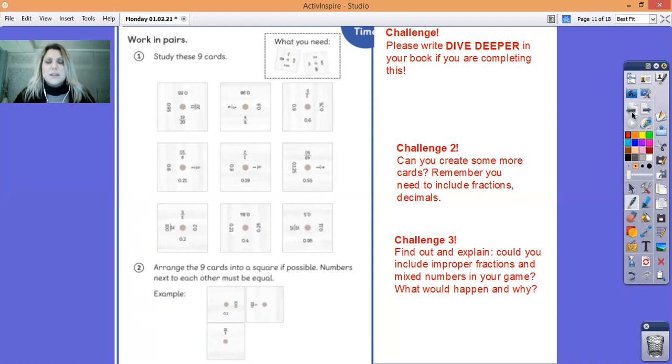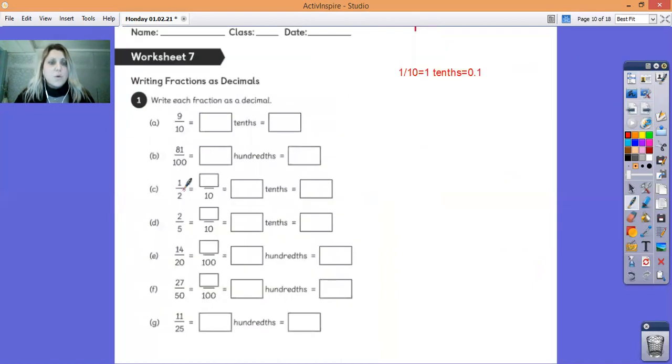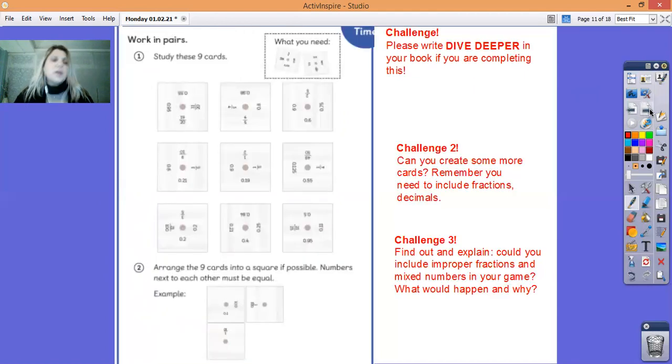Now, as I said, this is the guided practice. There's a bit of help there. This is the worksheet. There's a bit of help there. And this is your challenge. Now, if you think that you're ready for it, you can just continue and start your activity there, here and there.